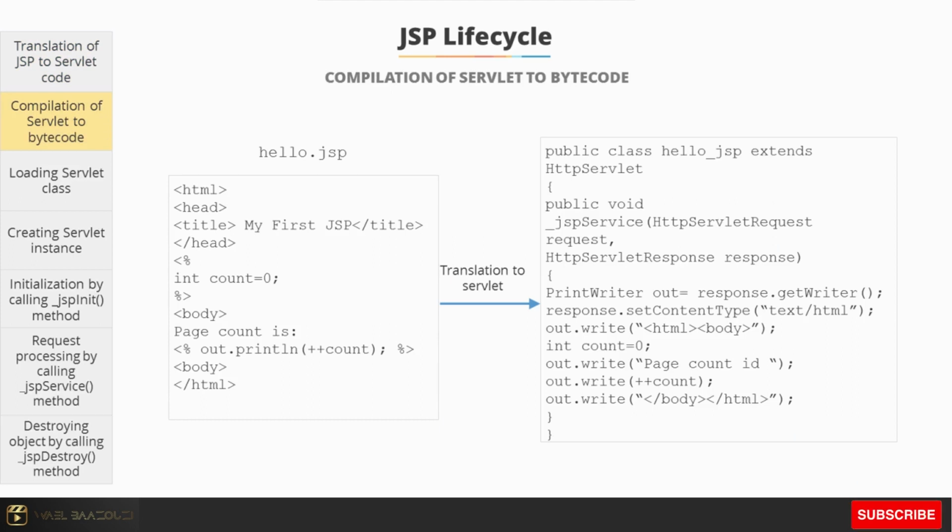The compilation of servlet is then done to bytecode. So if you look at the hello.jsp file, this is the server-side scriptlet where we are initializing a count to 0 and simply printing it again in the JSP scriptlet. Here we have the JSP class hello.jsp, which extends the servlet, and you can see how the JSP was translated into the equivalent code that we wrote in the previous demos to generate a servlet.